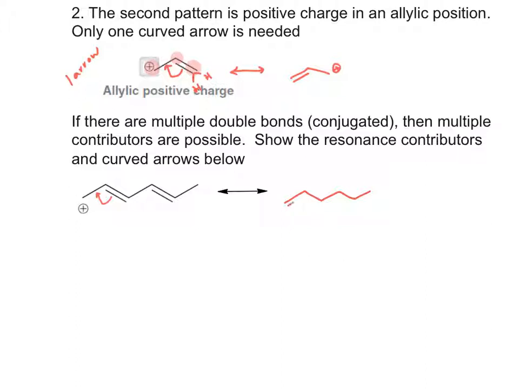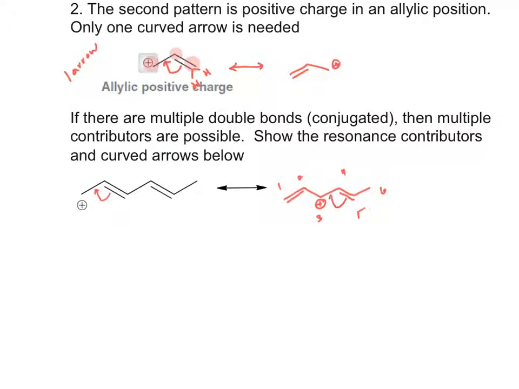Now we have a double bond here. We still have a double bond here. Where's the positive charge at? If I say 1, 2, 3, 4, 5, 6, where does the positive charge go for this structure? On the 3rd carbon, right? Positive charge, carbocation. Do we again have a positive charge in the allylic position? Yes. So now, same exact thing, one arrow.